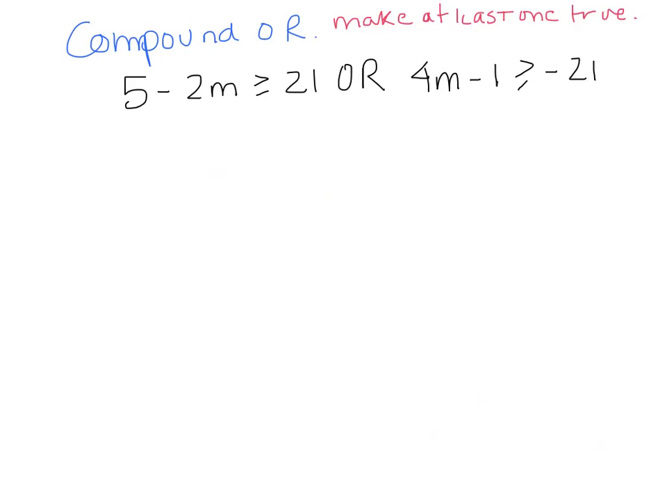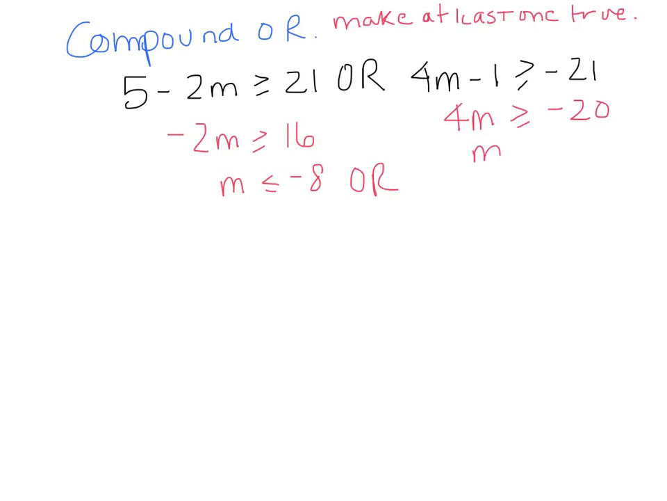So what happens, it gets interesting at the graph. So let's quickly run through how to solve this. I'm going to have minus 2m greater than or equal to, subtracting 5, I get 16. So m less than or equal to negative 8. Or, and in this case, 4m greater than or equal to minus 20, divided by 4. It's not negative, don't switch the direction. Negative 5. Okay, so I divided by a positive 4, right? So I did not switch the sign.